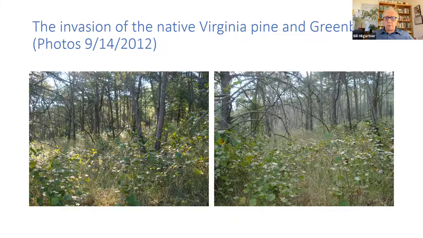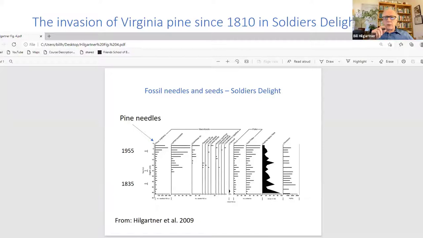As far as the pines moving in, one insight we got was from that same core I was telling you about earlier that I took in Soldier's Delight. You can see I had a lot of pine needles in there, but it was mostly at the top of the core. This is measuring depth here, and then the years, there's the 1835 period linked up with the chromium release. You can see that the pine needles increase around 1955. And that backs up some aerial photos that show pines moving into that area.